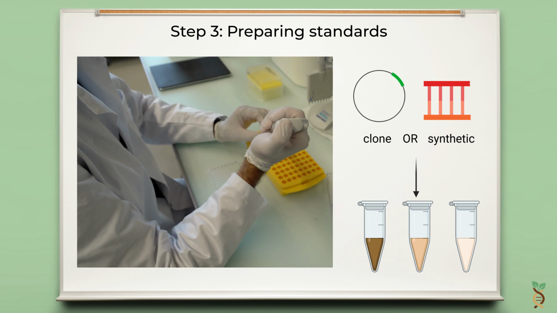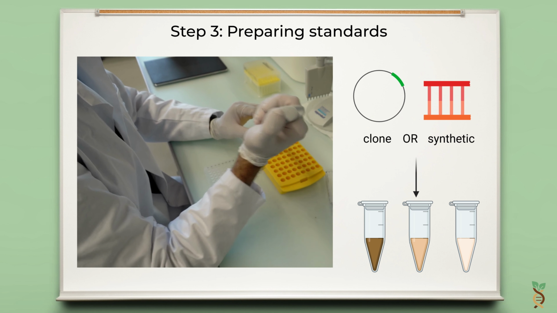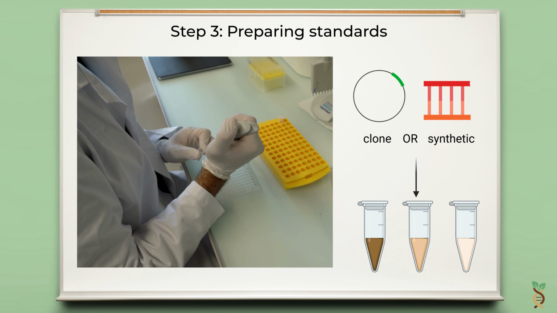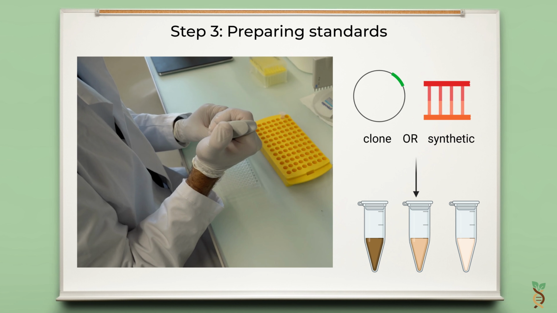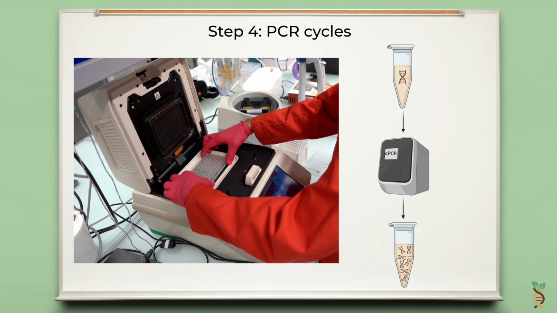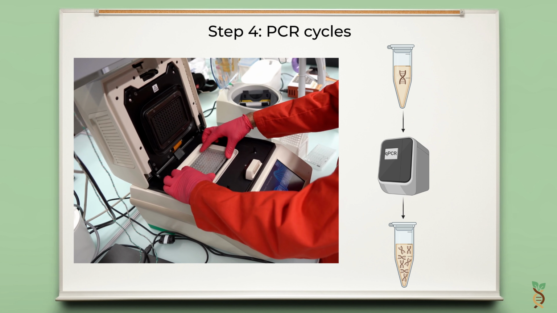Step 3. Preparing standards. Scientists prepare a reference sample with known DNA amounts, like having a ruler to measure against. Step 4. PCR cycles. The DNA is copied again and again in a machine, so even tiny amounts become visible.